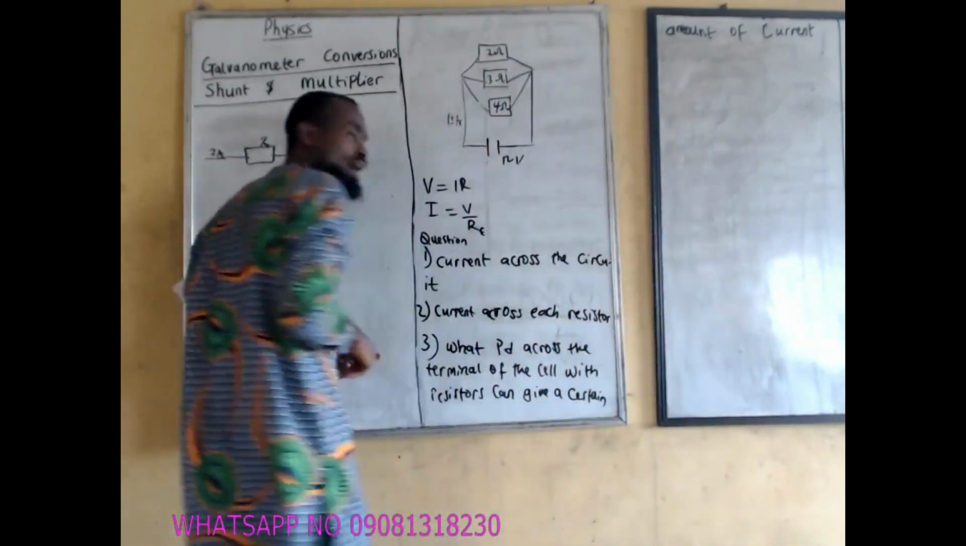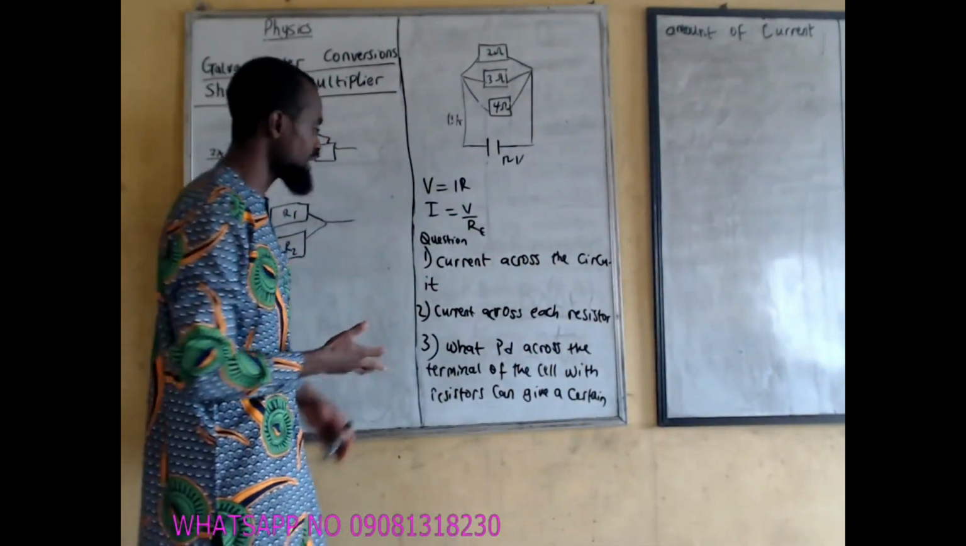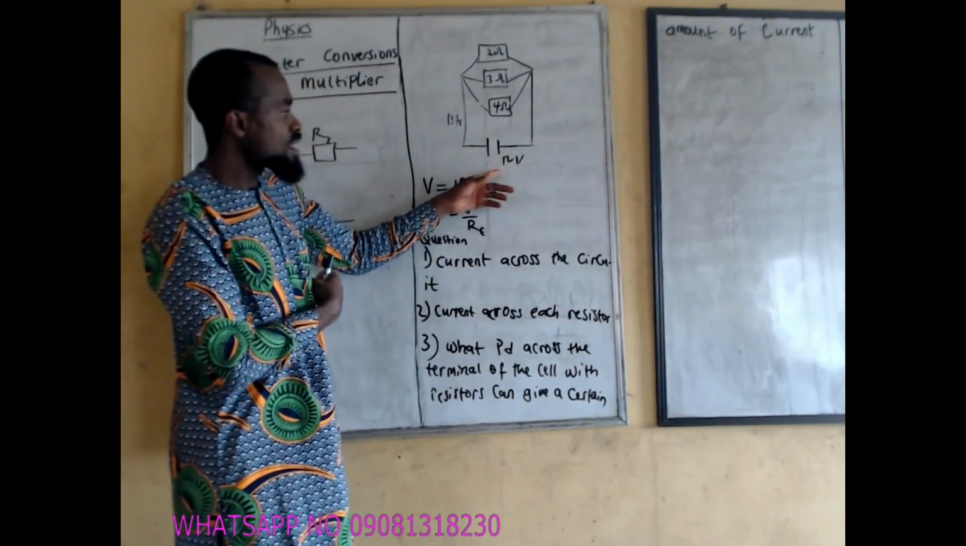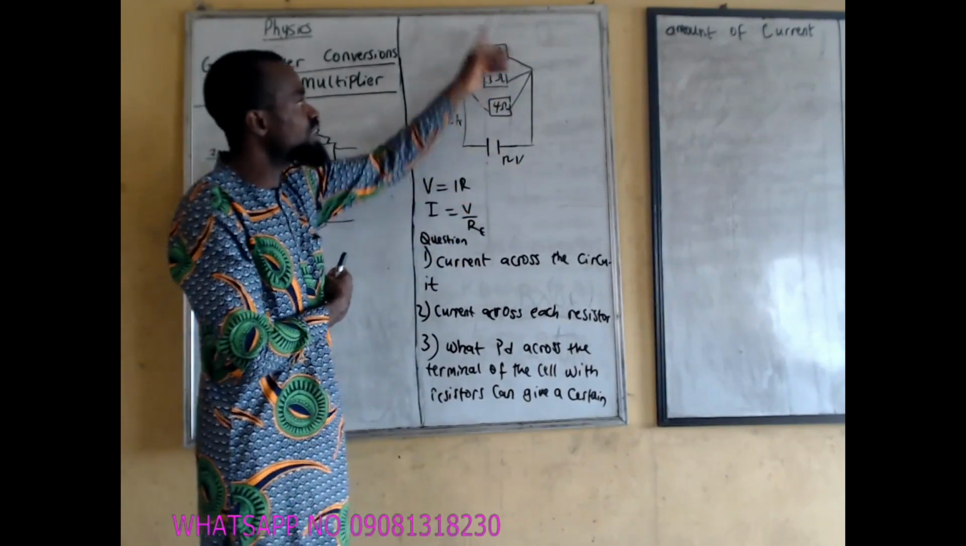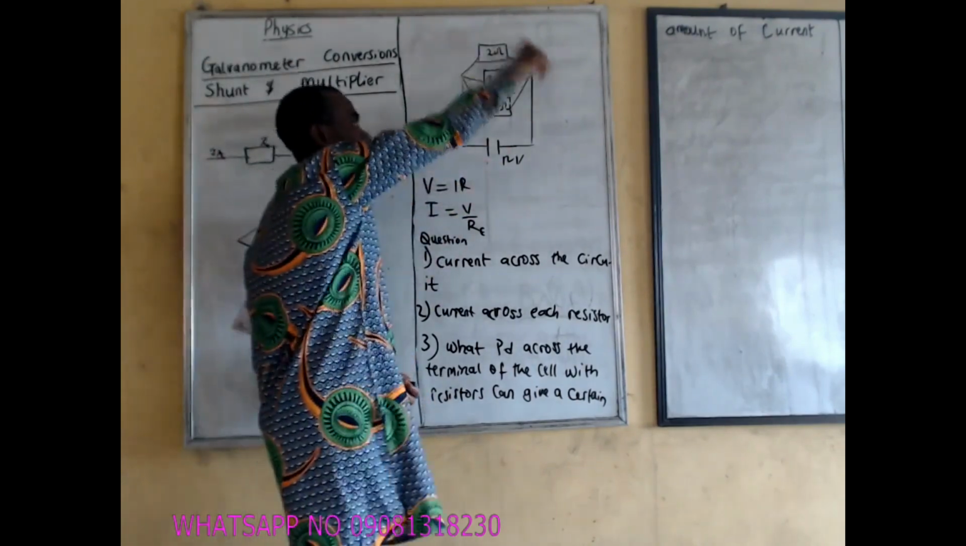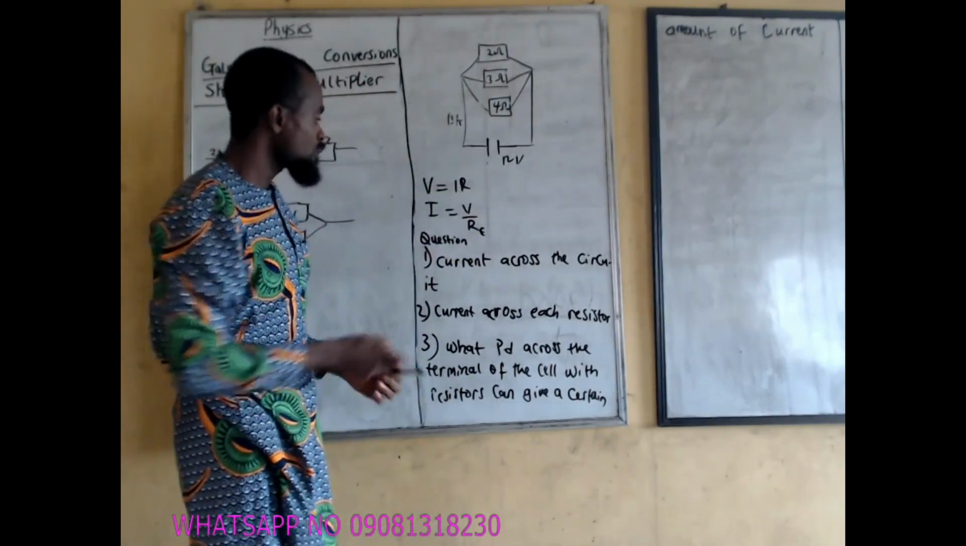Now let's quickly recap what we have said. These are some of the questions that can be asked. One is current across the circuit. You have this cell supplying this terminal potential difference with this resistor. What will be the current flowing across the resistor? Now we said we can use this formula.